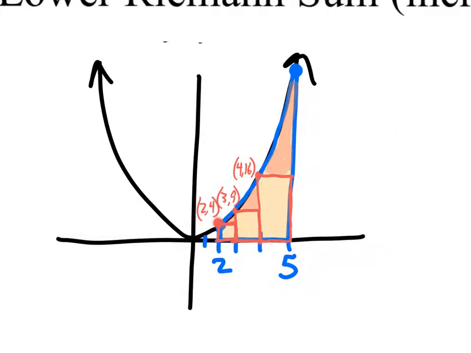4, 9, and 16, okay? So 4, 9, and 16, we add those up, and in this case we get 29 units squared for our area.